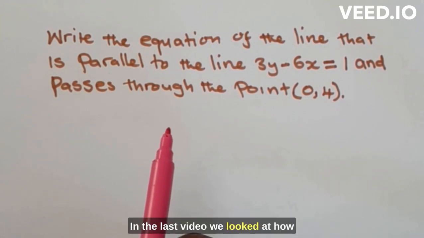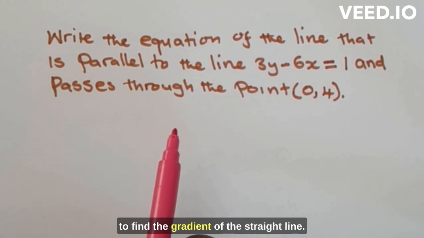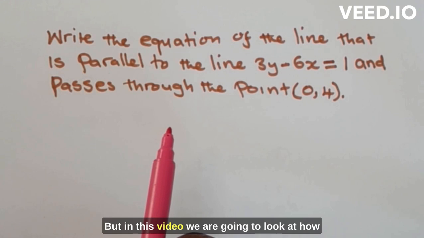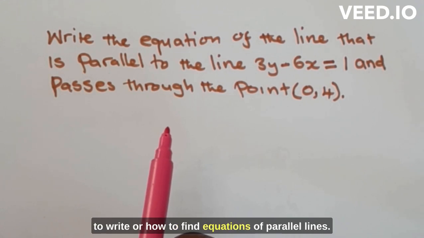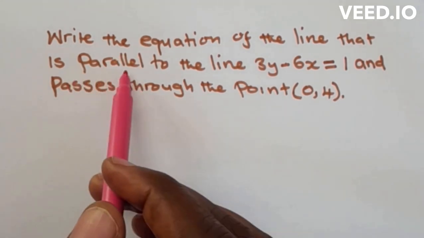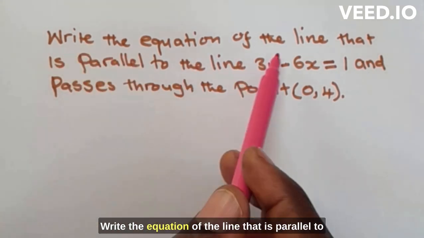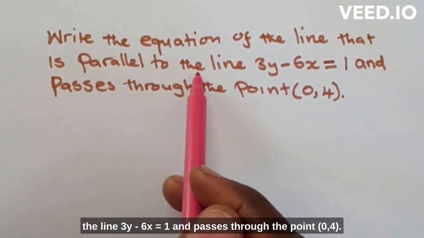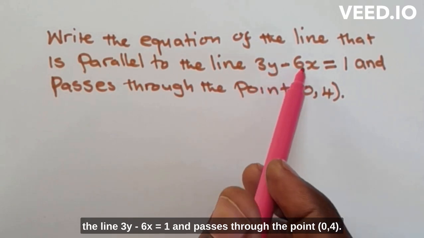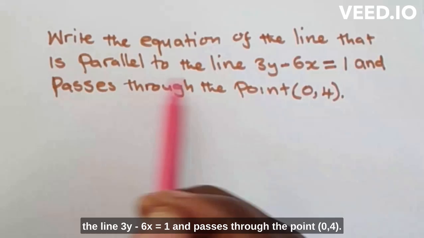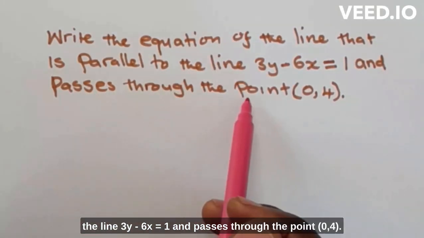In the last video, we looked at how to find the gradient of the straight line. But in this video, we are going to look at how to find equations of parallel lines. So here is an example. Write the equation of the line that is parallel to the line 3y minus 6x is equal to 1 and passes through the point (0, 4).